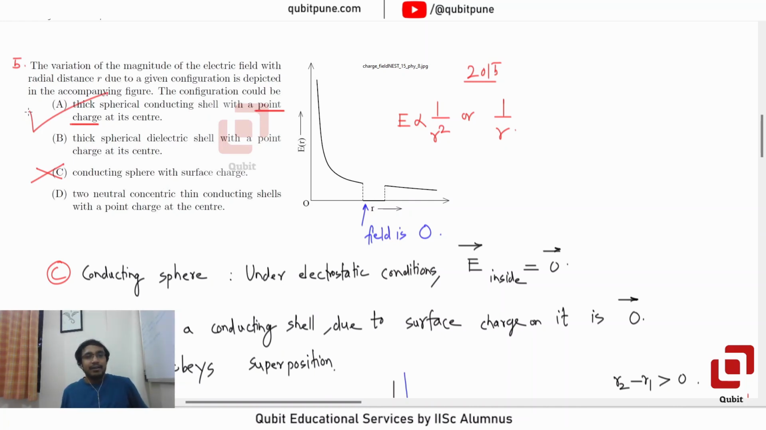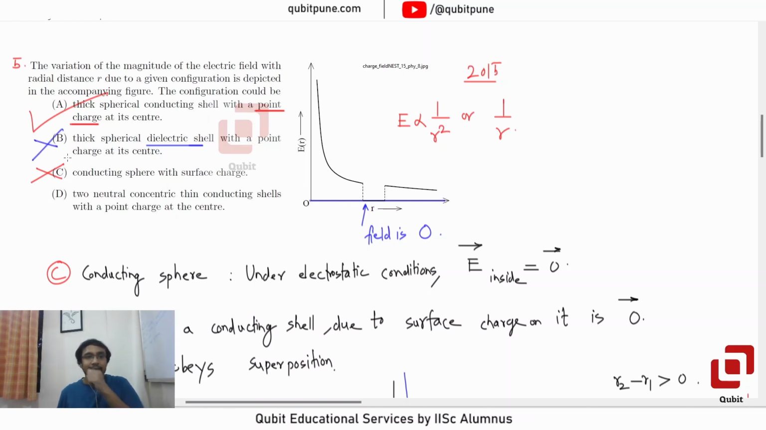Now if it were a thick dielectric shell, we have seen in theory that inside a dielectric, because of the lesser mobility of charge carriers, the field inside cannot be fully cancelled out. So it won't be 0 inside. This overlap with the x-axis won't be there for a thick spherical dielectric shell.